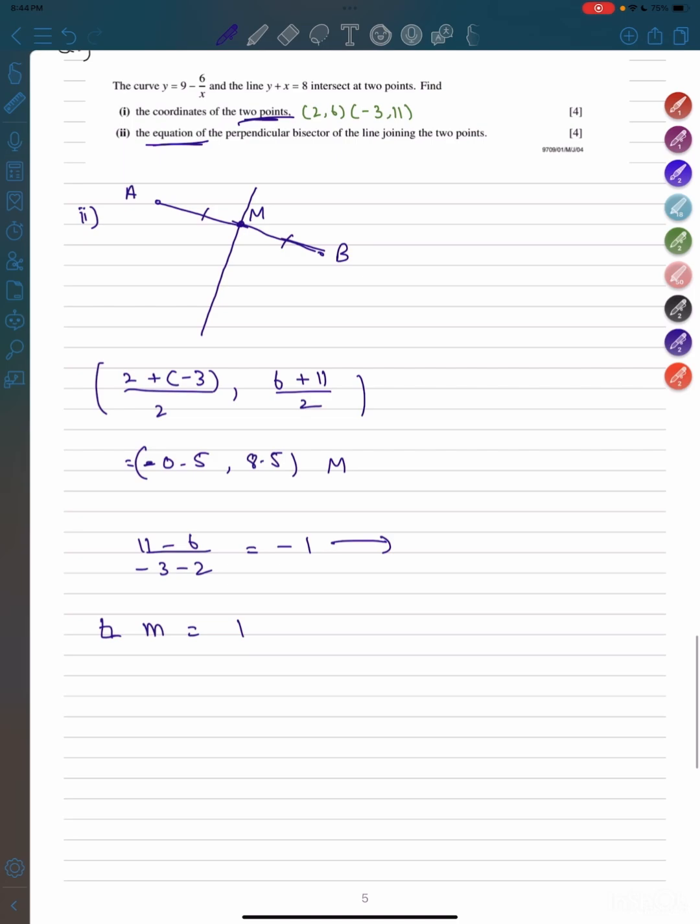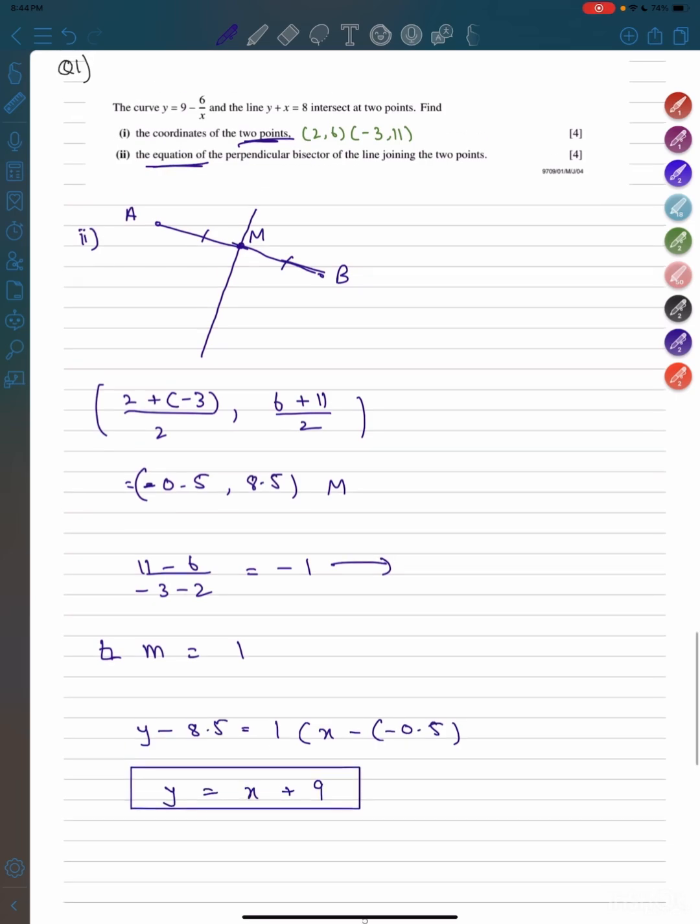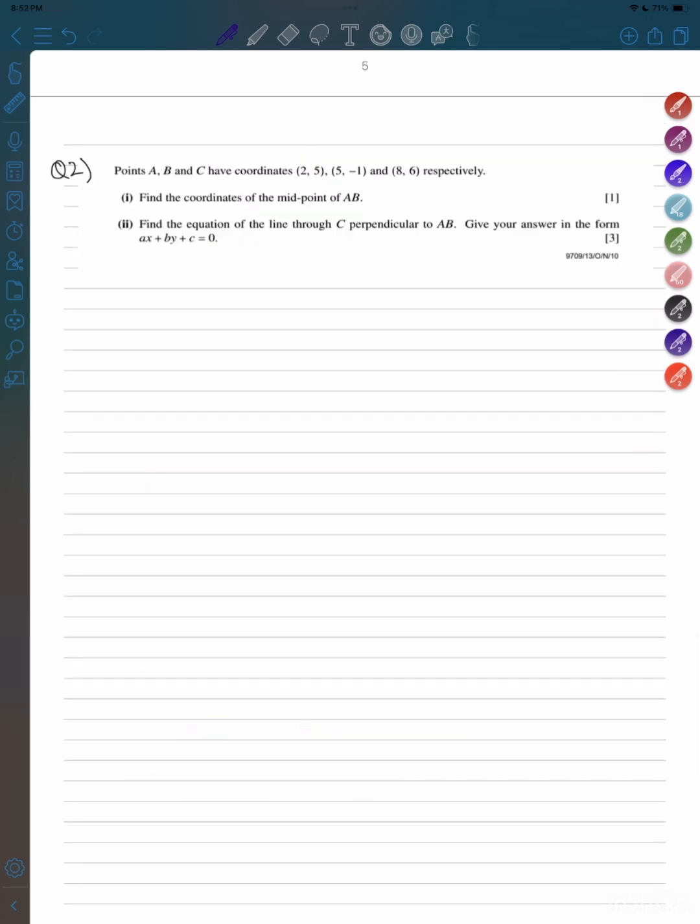And now I'm just going to form an equation. So we have the gradient and the point. So we could do y minus 8.5 equals 1 times x minus negative 0.5. That's going to give me y equals x plus 9. This is the equation of the perpendicular bisector.